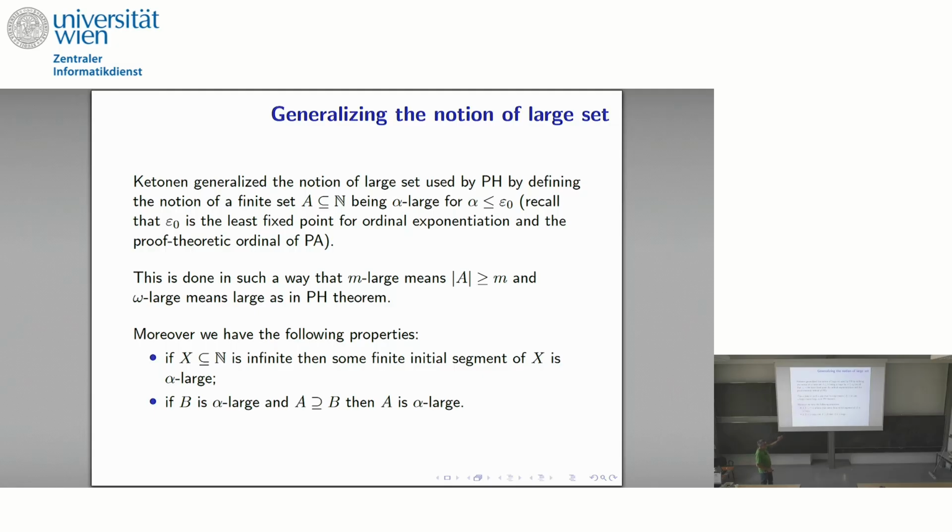If you take any infinite subset of the natural numbers, you will find an initial segment of that set, an initial part of that set, which is going to be alpha large. And also, something which is sometimes not underlined: if you use the word large, it's obvious that something which is larger than something that is large will still be large. But this is something you need to take care of, please.